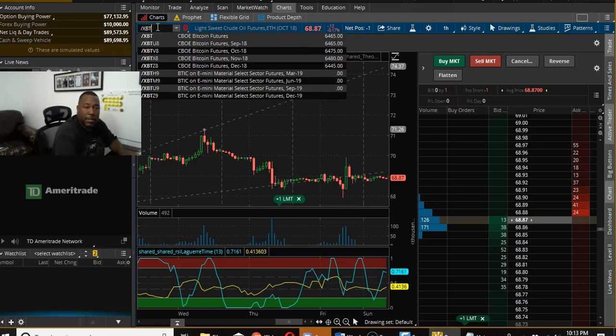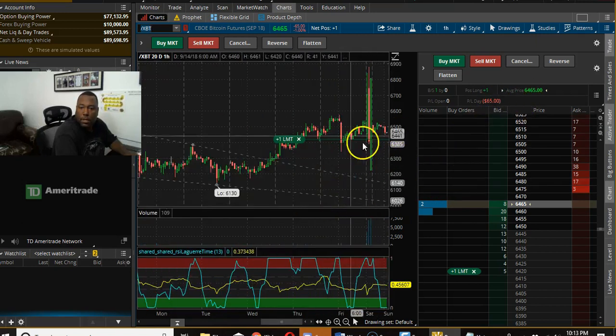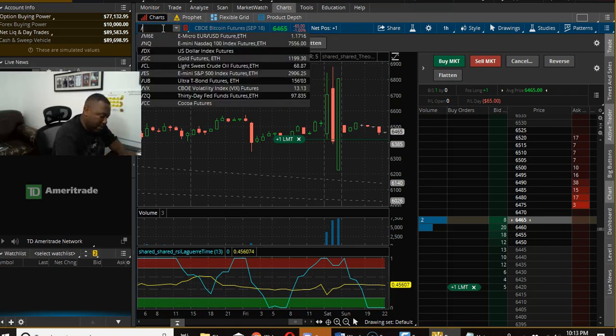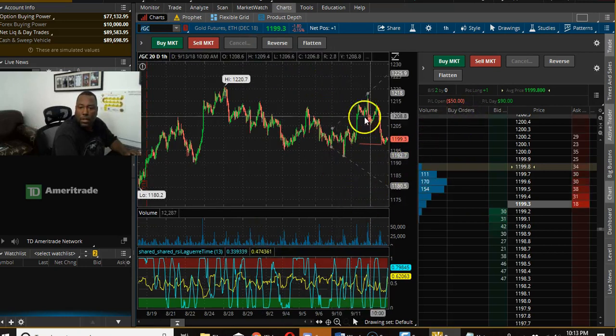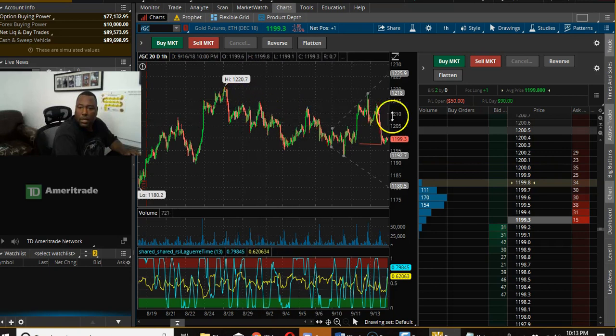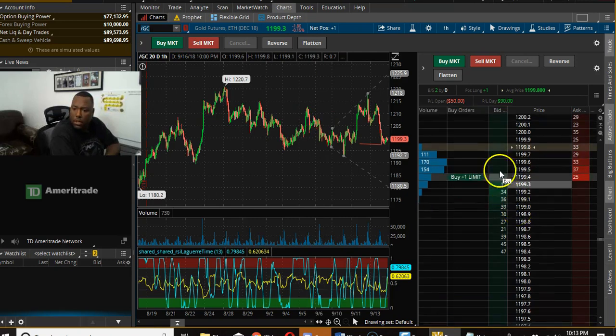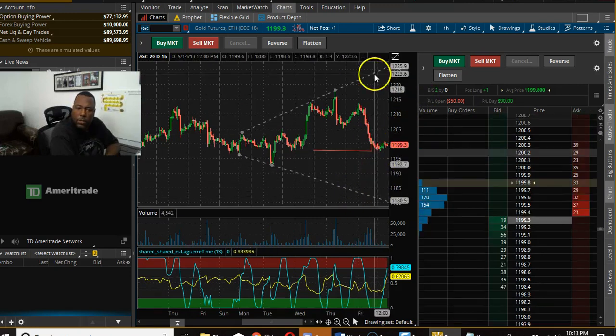So let's go to a couple of positions and see what's going on. I'm gonna keep these buy orders on right now. And then I had one in Bitcoin futures. You have gold futures right here, and I have a long position on this. It's going down. And this trend line is already drawn.